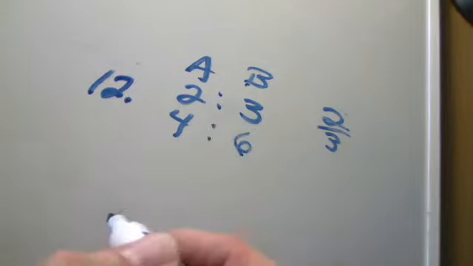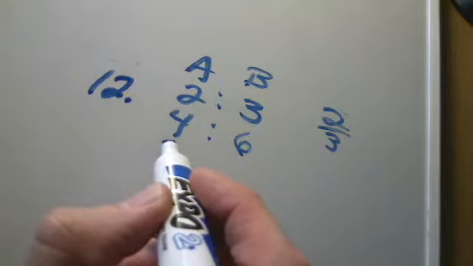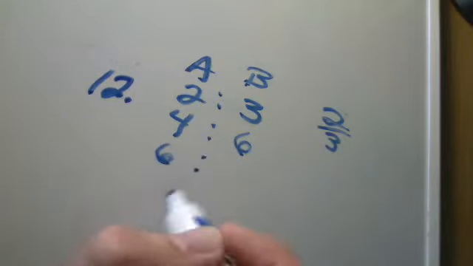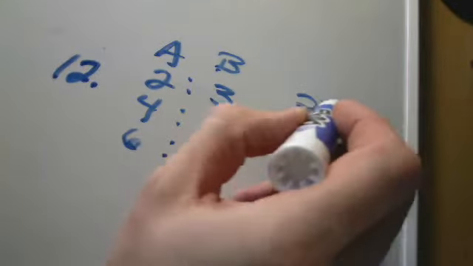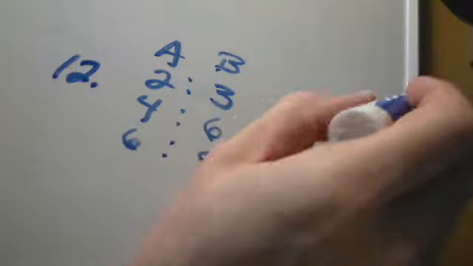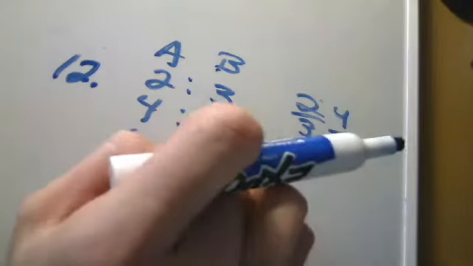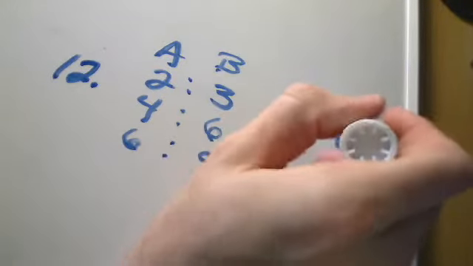How about 3 sets of 2? 3 sets of 2 would be 2 plus 2 plus 2, which is 6. And then 3 sets of 3 would be 9. So if I wrote that down as a fraction, you'd have 4 over 6, and then 6 over 9.